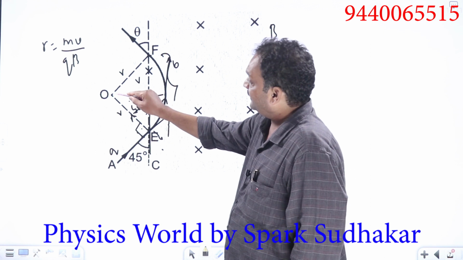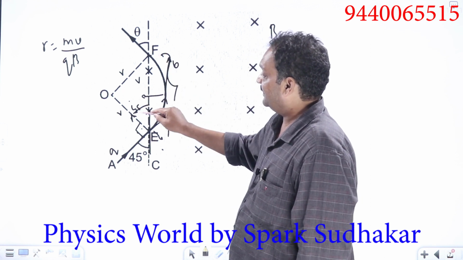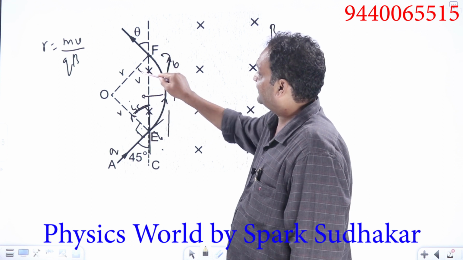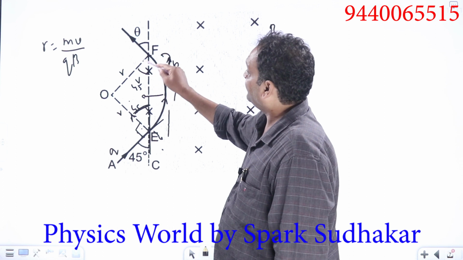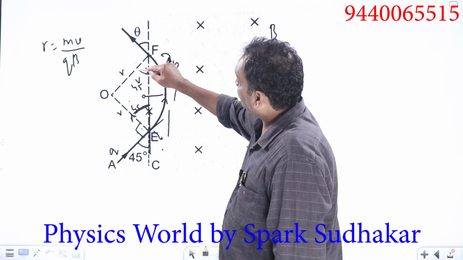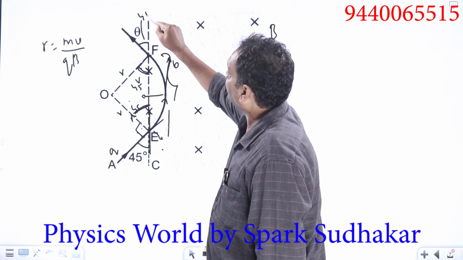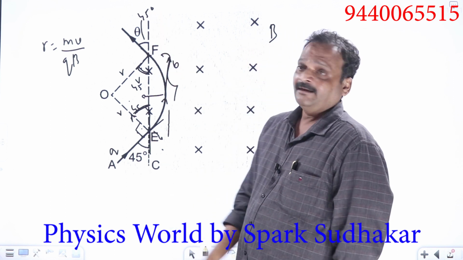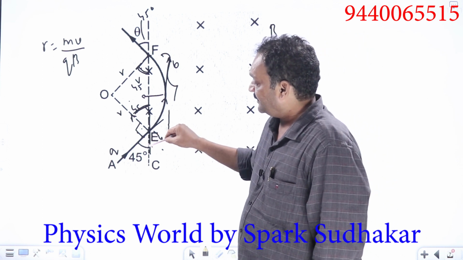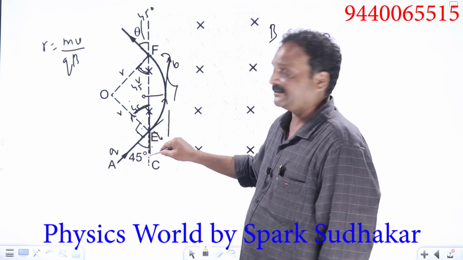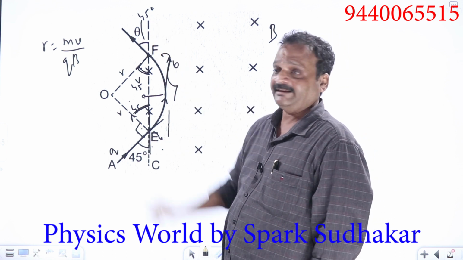And here, this length is also r. It is an isosceles triangle. If this angle is 45 degrees, this angle also will be 45 degrees only. When this angle is 45, this angle again is 90, this is 45, so this will also obviously be 45 degrees only. So the symmetry of the figure suggests that if the entrance direction is making an angle of 45 degrees, the exit direction is also making 45 degrees only.